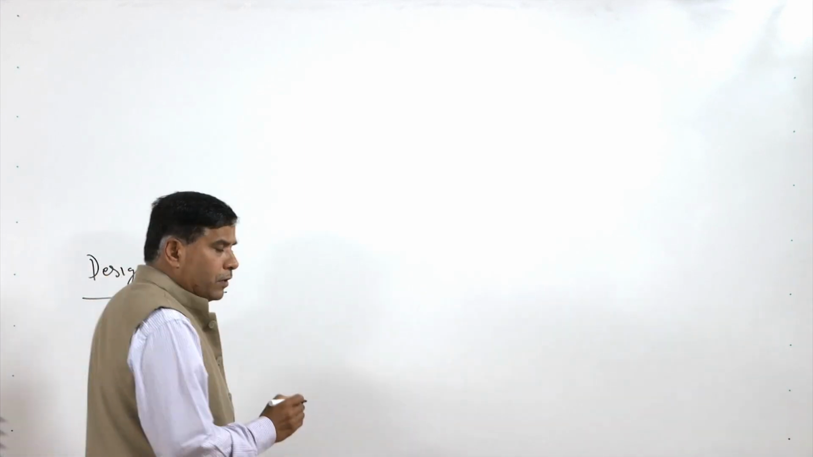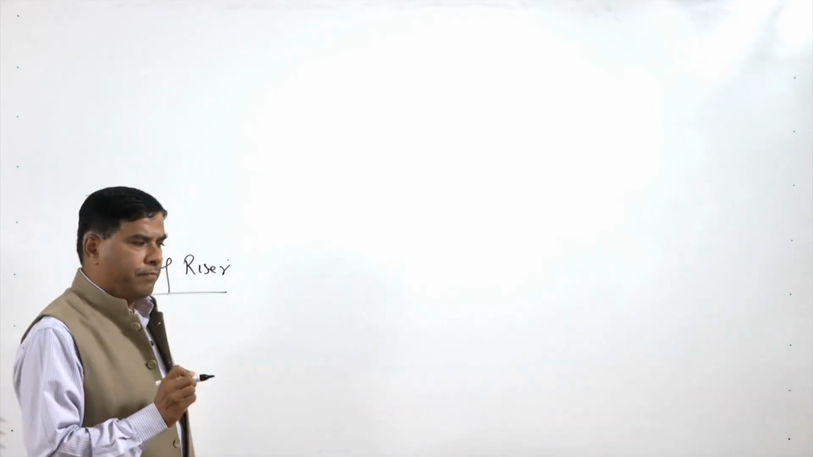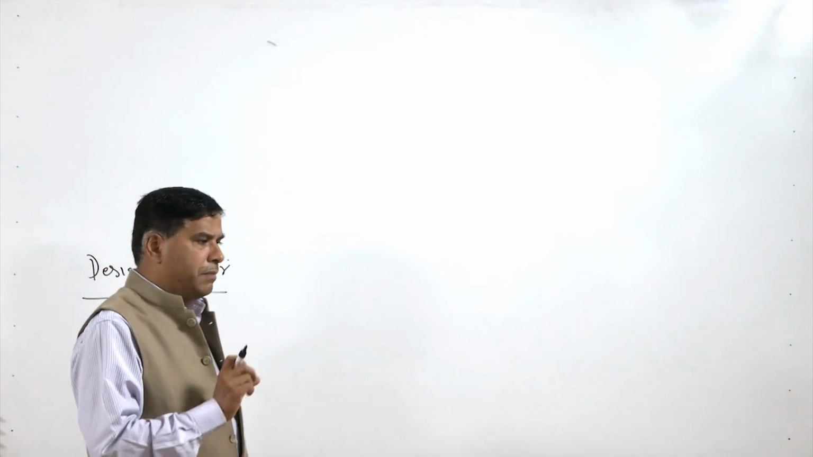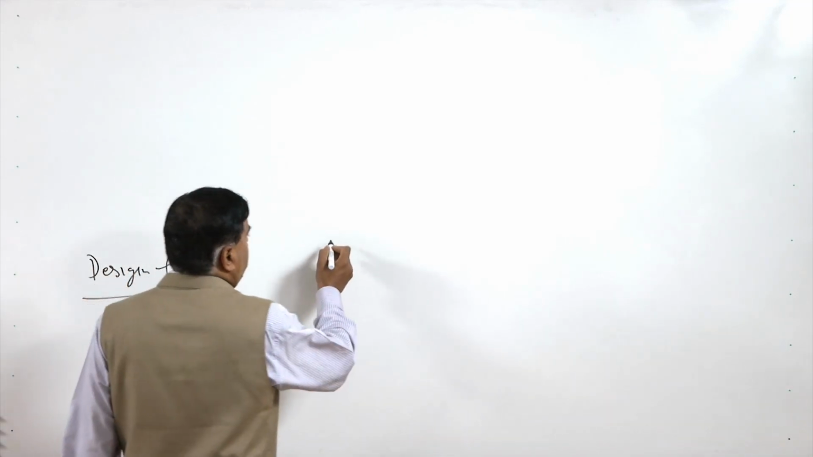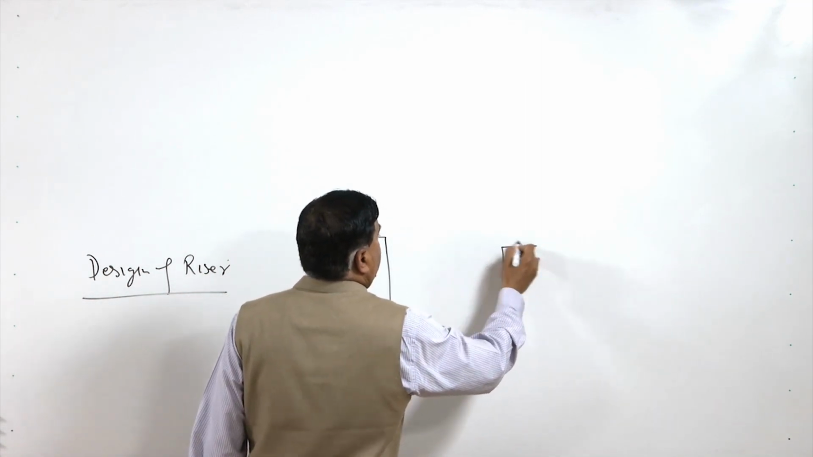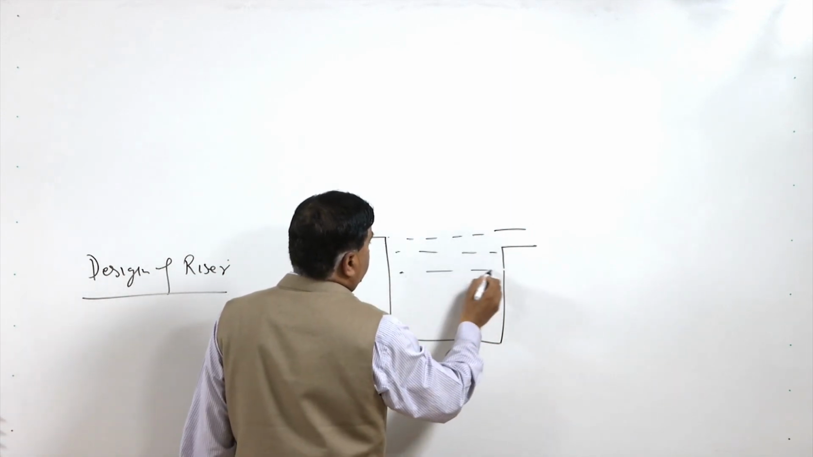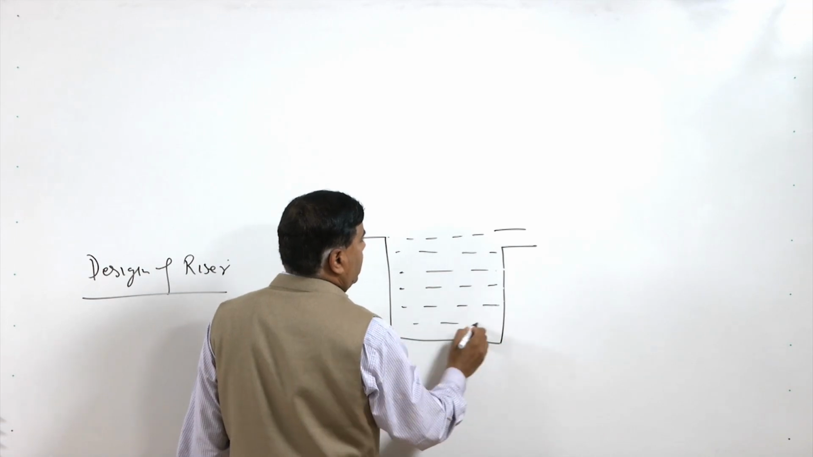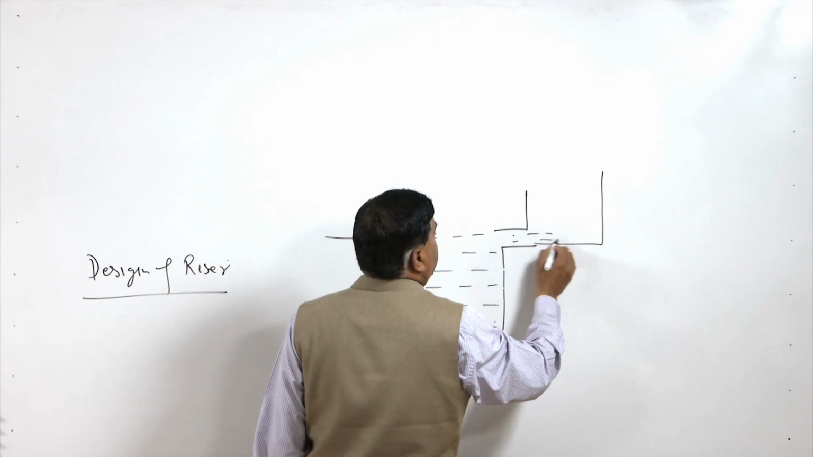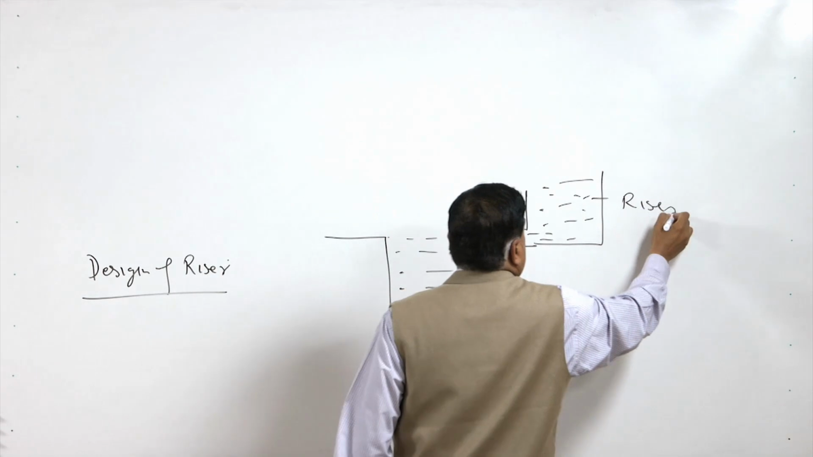We know that the role of the riser is to feed the molten metal to the mold so that the shrinkage related to the liquid to solid state transformation can be compensated. Say this is the mold and here we have the riser. If any shrinkage takes place due to this transformation from the liquid to the solid state, that needs to be compensated by feeding the molten metal present in the riser. So, this is the riser.